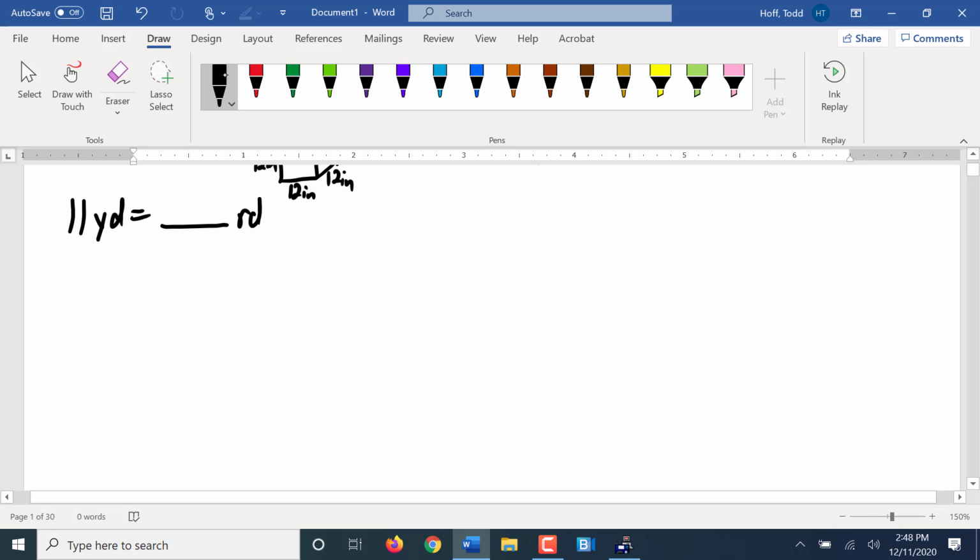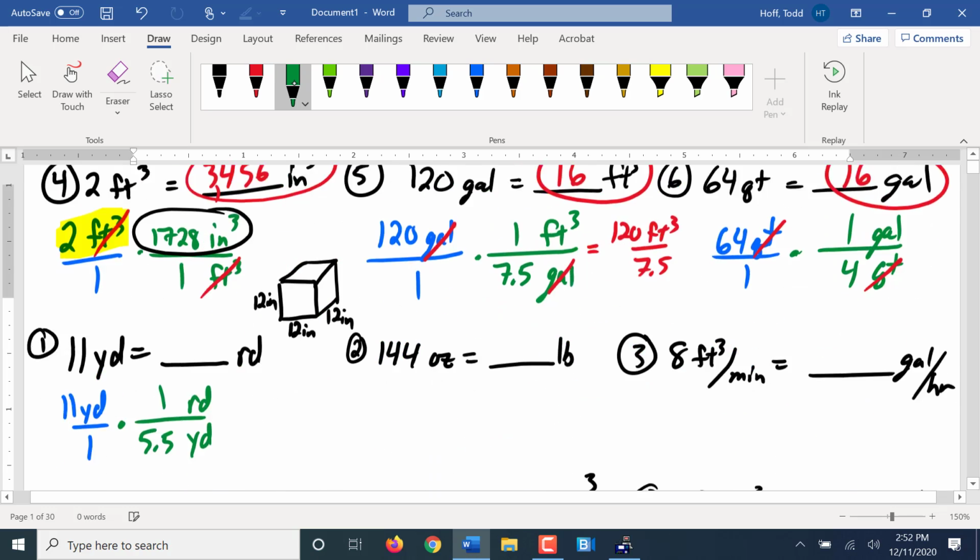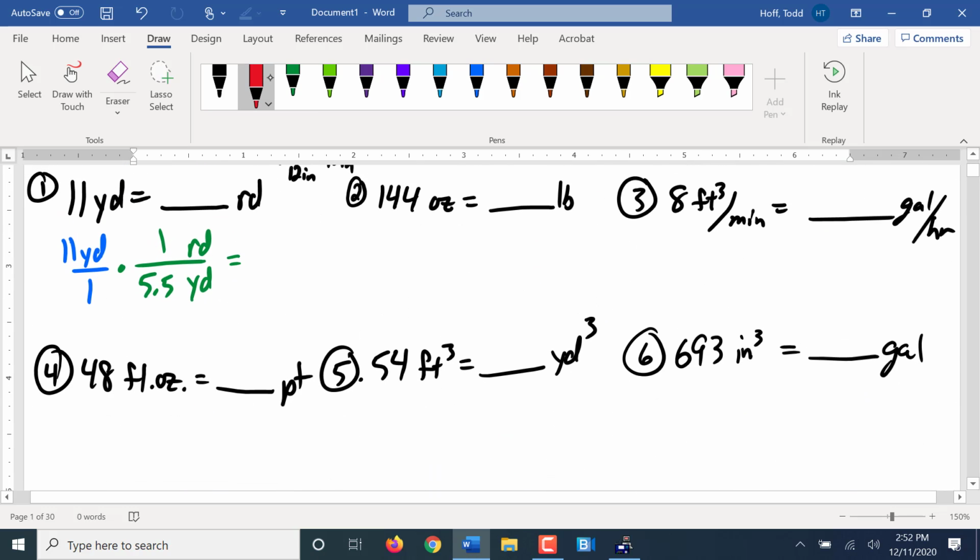So let's do 11 yards into rods. I'll have you guys do that one, and I'll write a few more down as you guys are working on that one here. So for the first one, 11 yards going into rods. What's the relationship between yards and rods? 5.5. 16.5 would be feet in a rod. No, 1 rod is 5.5 yards or 16.5 feet. So we back up here. It's going to be 2 rods. Perfect.